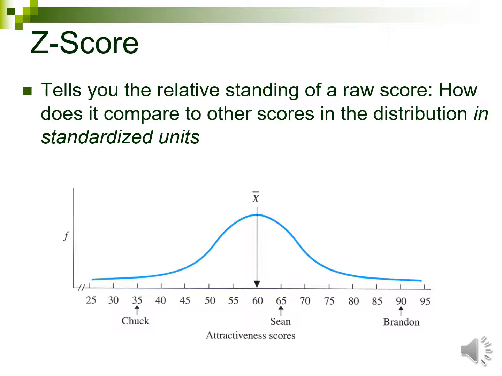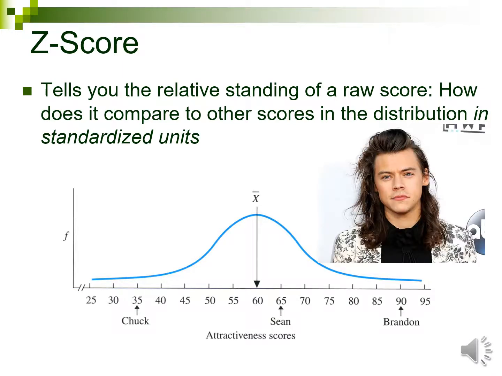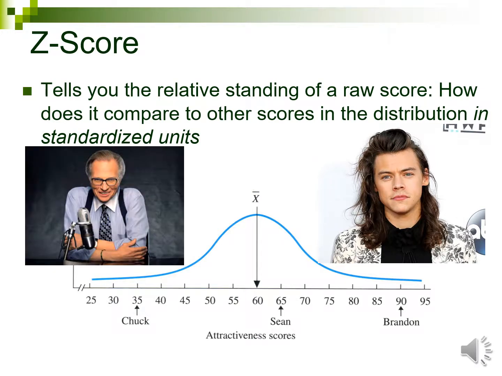At the upper part of the distribution, we might have scores for very attractive men like Harry Styles. And at the left side of the distribution, we have the attractiveness scores for men who are, maybe not as attractive, like poor old Larry King down here. Now, we can see that we have three people highlighted in this distribution: Chuck, Sean, and Brandon. If we look at their individual raw scores, we can see that Brandon's raw score of 90 is pretty high, right? His is towards the upper end of the distribution, showing that he's a pretty attractive fellow.